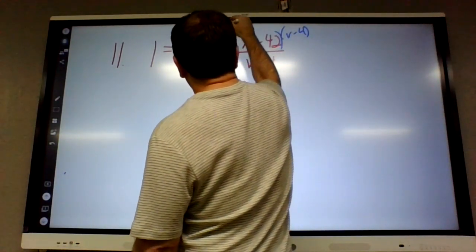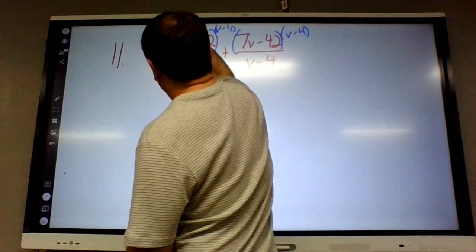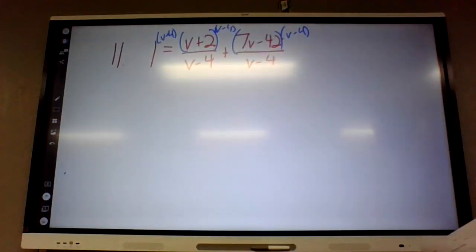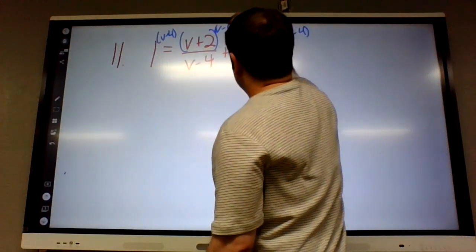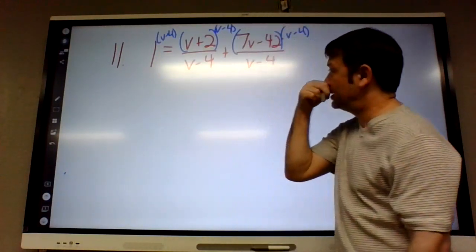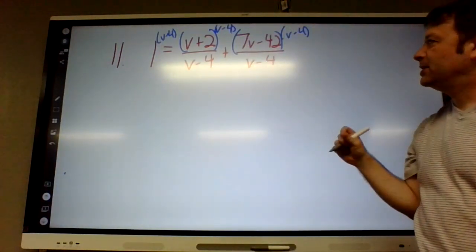I have a question. Yeah. Can you take a 7 out? You could, but factoring at this point is not helpful. Okay. So you could, but not necessary. Really at the end, it's more necessary to see if it actually reduces.